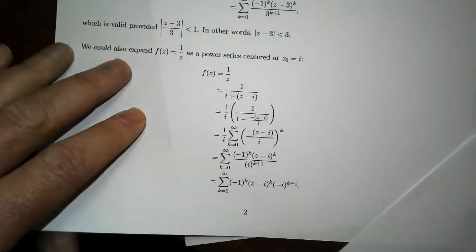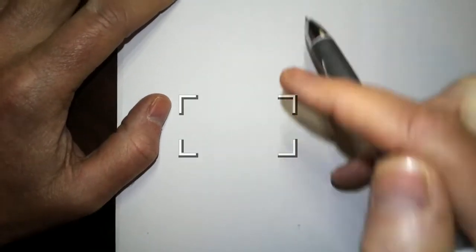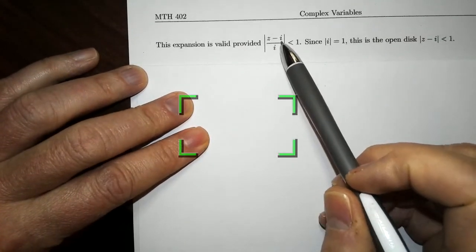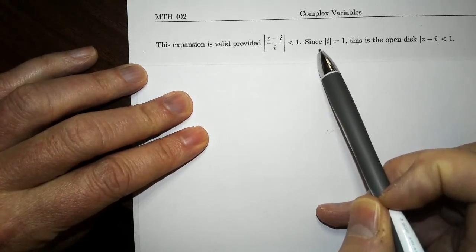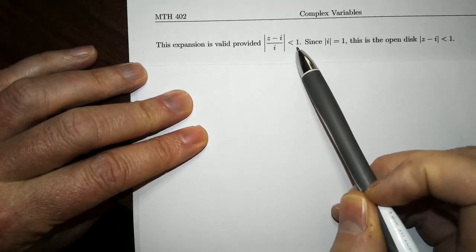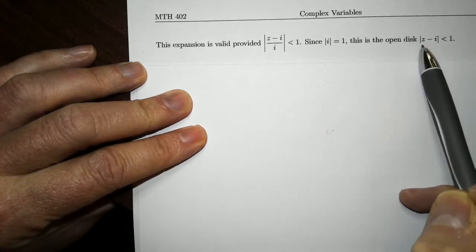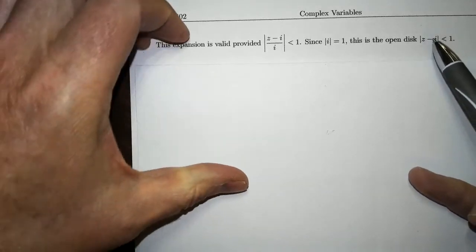Now the series expansion is valid provided the modulus of z minus i over i is less than 1. That was in fact our common ratio, but since the modulus of i is equal to 1, this is the same as the open disk where z minus i in modulus is less than 1.